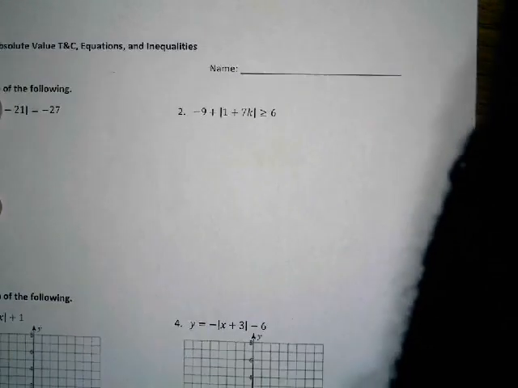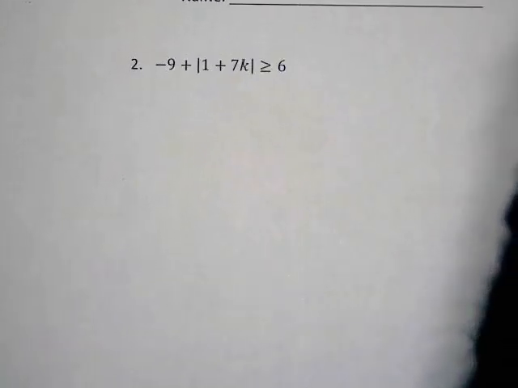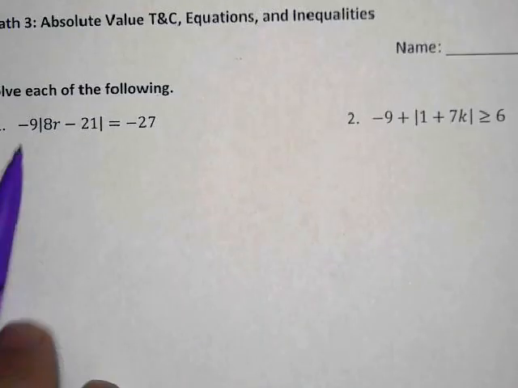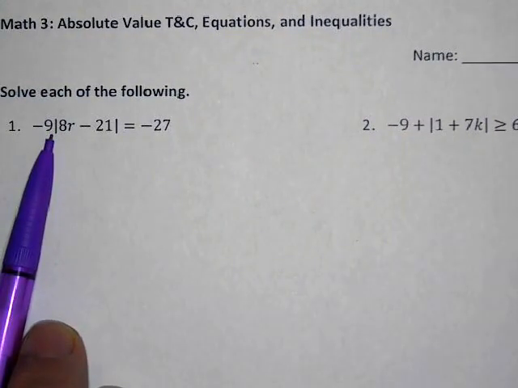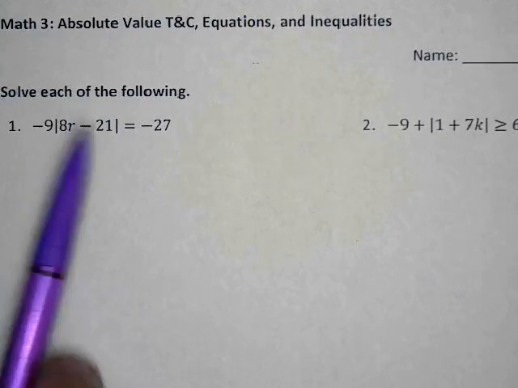All right, so number 2 is a little bit different than number 1. Number 1 had the -9 right next to the absolute value sign. What does it mean if it's right next to the absolute value sign? It means multiply, which means we would do division, right? That's how we would fix it.